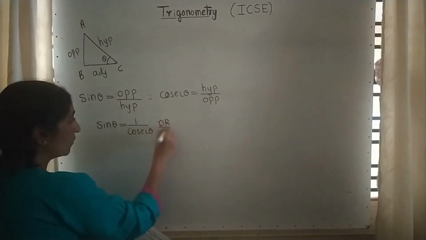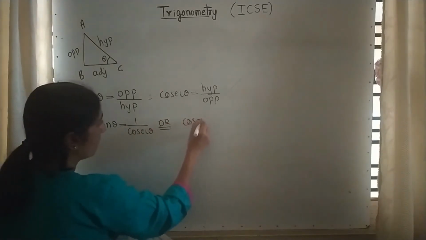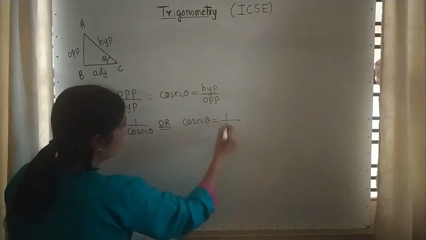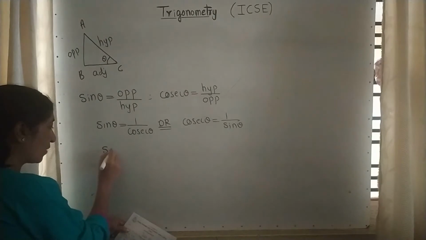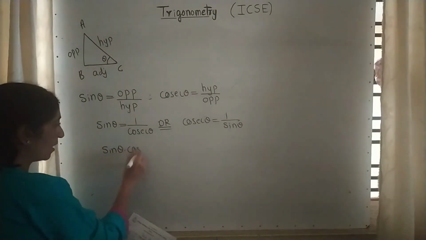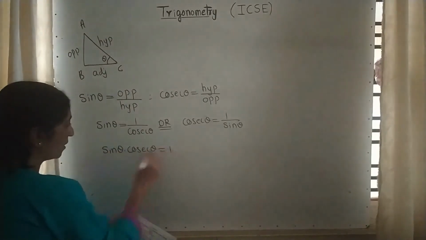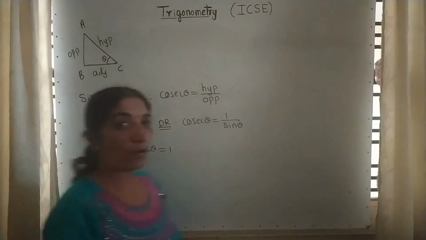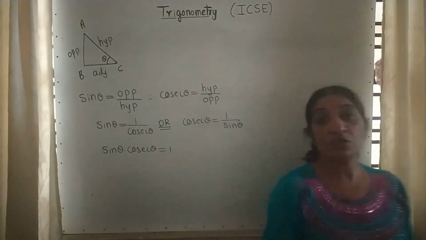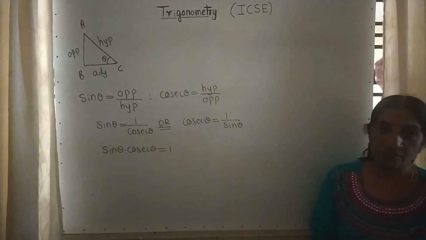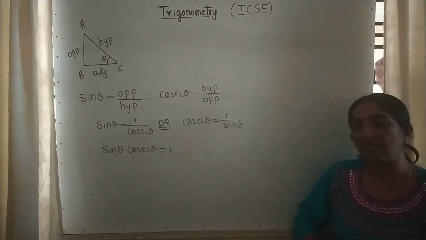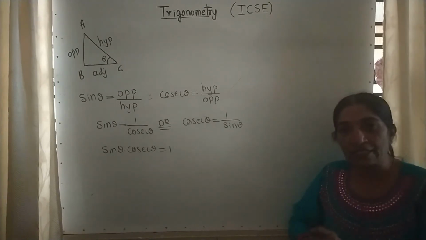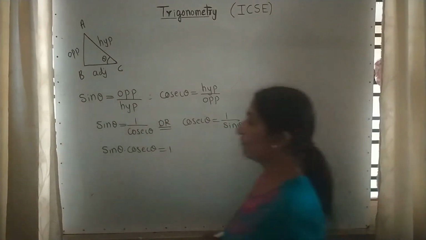That's why we write sin theta is equal to 1 by cosec theta, or we can write cosec theta is equal to 1 upon sin theta. When you cross multiply, you will get sin theta into cosec theta is equal to 1. See, with the help of the definition only we are deriving so many relations here. If you are thorough and you know how to rearrange, you can write like this. This is the first one.